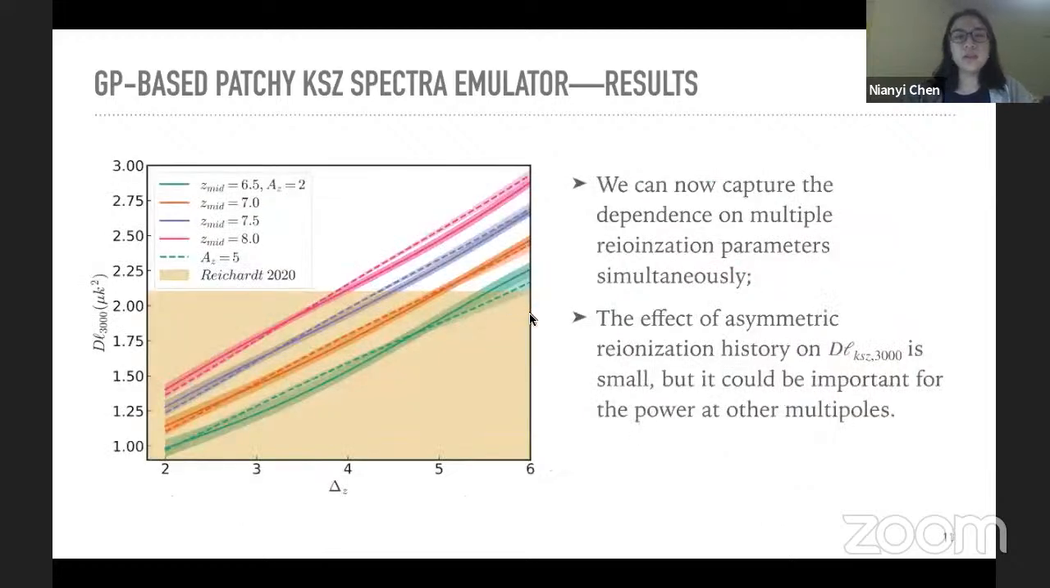And finally, with the emulator, we can do something that the simulations cannot do. For example, here we're able to explore this three-dimensional parameter space and see how simultaneously varying these parameters will change your constraint on reionization. Here I simultaneously vary the three reionization history parameters, and you can see that the constraint can vary depending on which parameter set you choose.